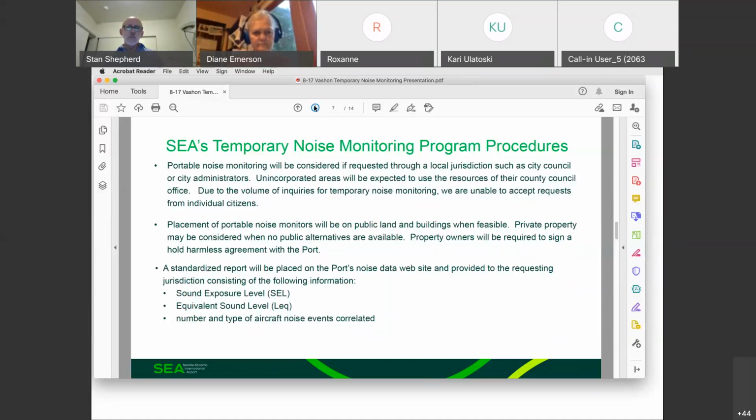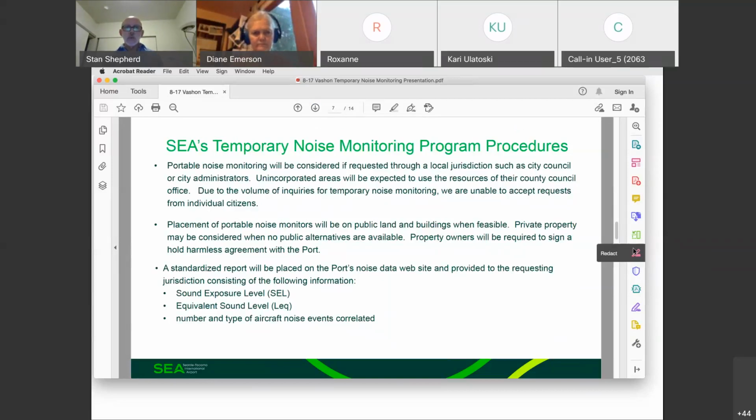So placement of the noise monitor, we're pretty flexible with that. It can go on to public land, public buildings when feasible, and that's our preference. If we can't get onto the public land or public buildings, then we will consider going onto private land, somebody's private house. That's an option for us, because we know that sometimes getting the location that we want to monitor just is not feasible on public land.